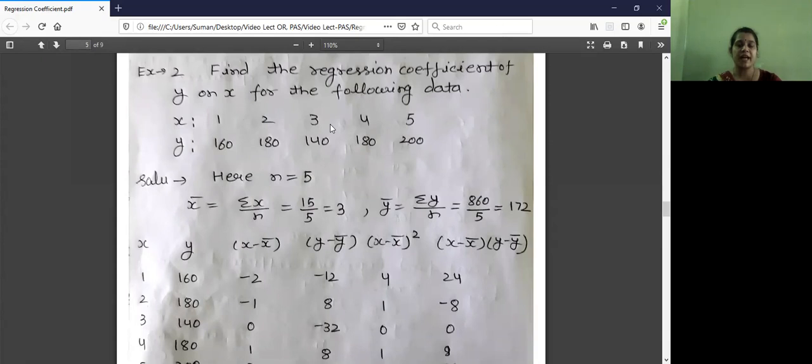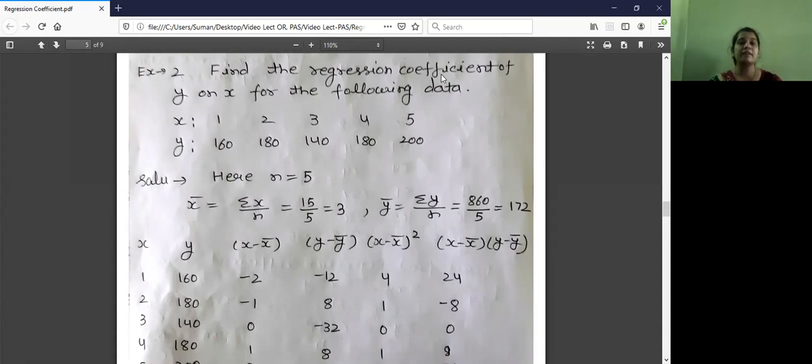Here first we write the number of terms. So here small n is equal to 5. X bar is equal to what? X bar is equal to sum of all these values, summation x upon number of terms. That means 15 by 5 is equal to 3. And we find y bar. Y bar, that means what? Sum of all the values of column of y. So y bar is equal to summation y upon n is equal to 860 divided by 5 is equal to 172. So we have x bar is equal to 3 and y bar is equal to 172.